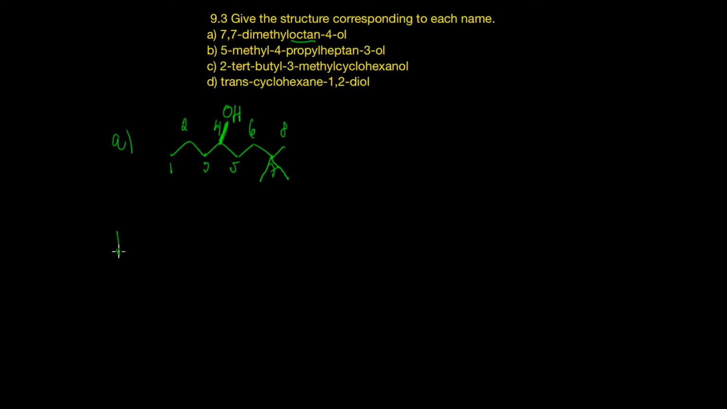For part B, look at the very end, heptane. Heptane is 7 carbons. So let's write this out. 1, 2, 3, 4, 5, 6, 7. All right. 1, 2, 3 is going to be where my alcohol is. Carbon 4 right here is going to be where a propyl group is, and carbon 5 is going to be a methyl group.